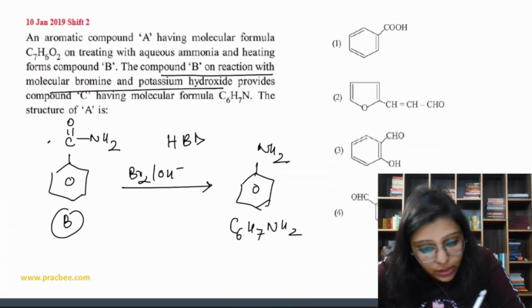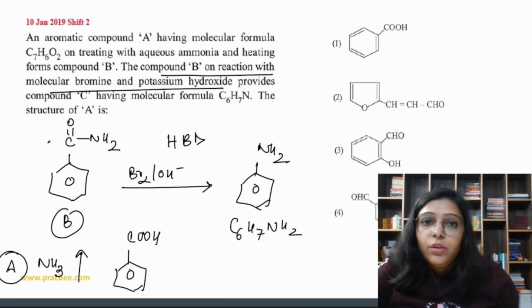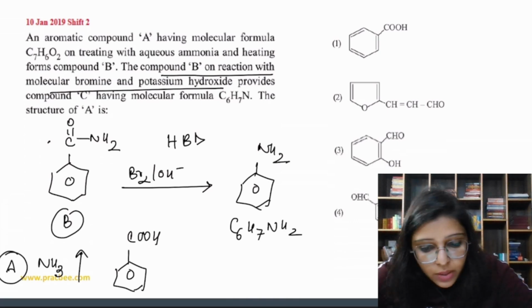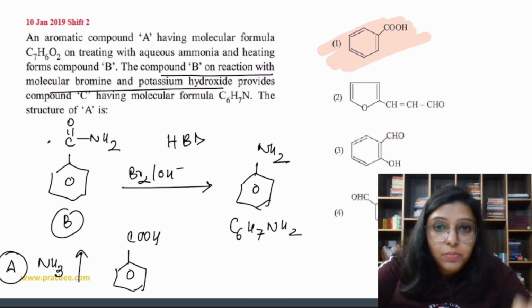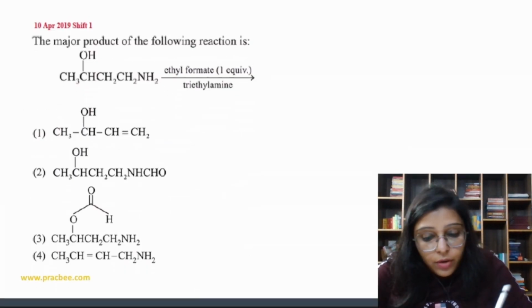Now, this is prepared from carboxylic acid. Carboxylic acid on reaction with ammonia and heat gives amide. So the structure of A must be carboxylic acid. So this is benzoic acid. This must be benzoic acid. Clear? Now, next one.